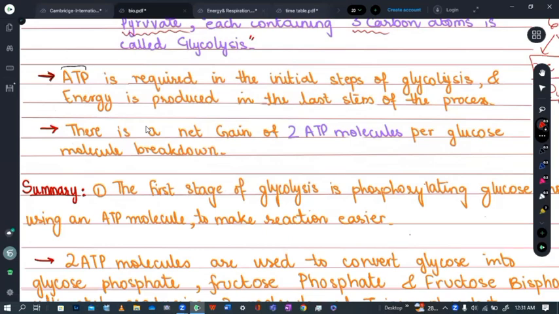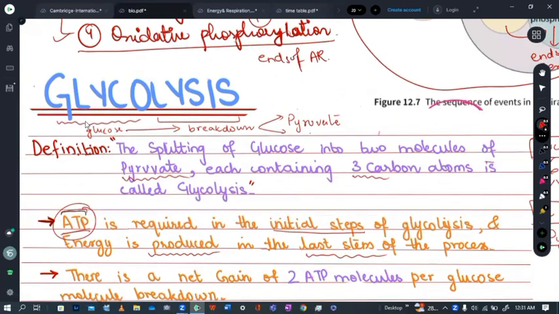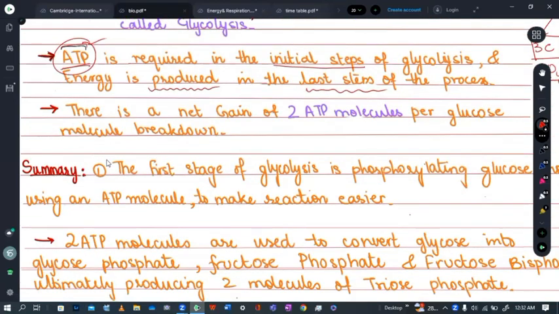To proceed with glycolysis, the energy-rich molecule ATP is required to start the process. That is, in the initial stage of glycolysis we require some amount of energy, whereas energy is produced in the last stages of the process. So we have a long process of glycolysis. In the initial stages we require some energy in order to proceed with the reaction, whereas we begin to produce energy in the last stages. Summarizing, at the end of the glycolysis cycle we get a net of 2 ATP molecules, adenosine triphosphate, per glucose molecule broken down. So one glucose molecule breakdown will produce a net of 2 energy-rich molecules, ATPs.